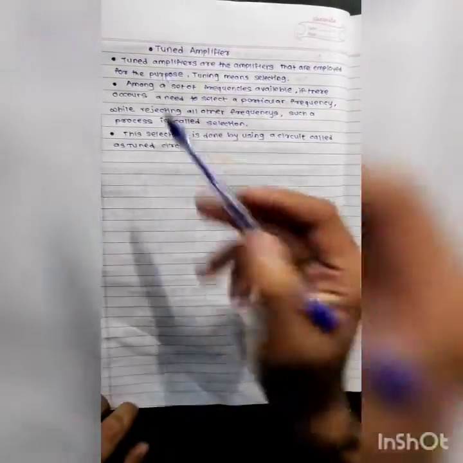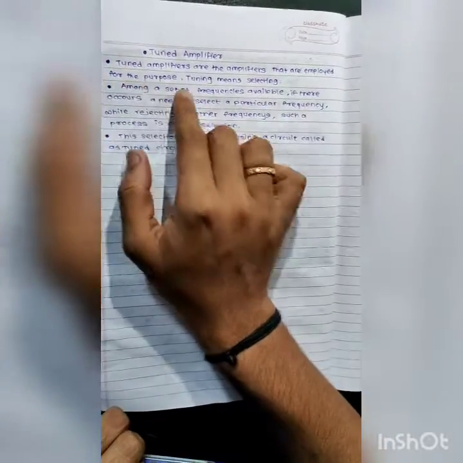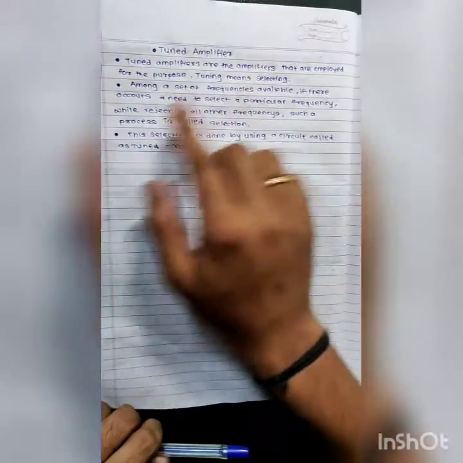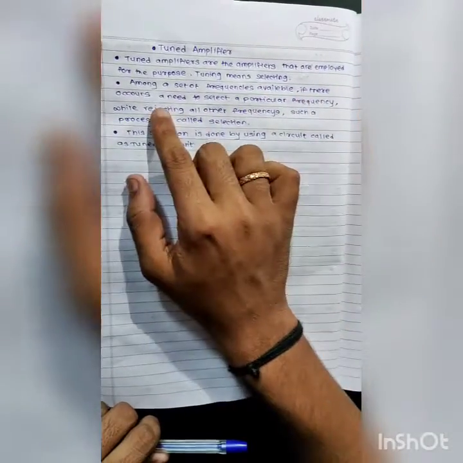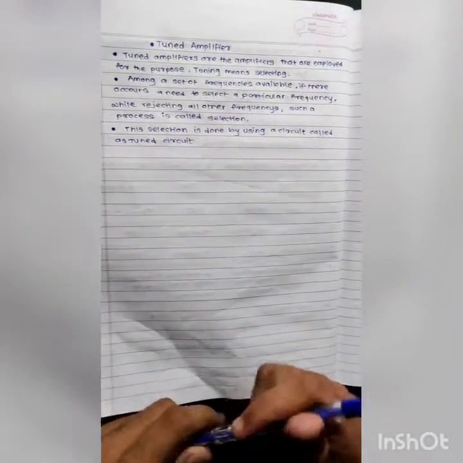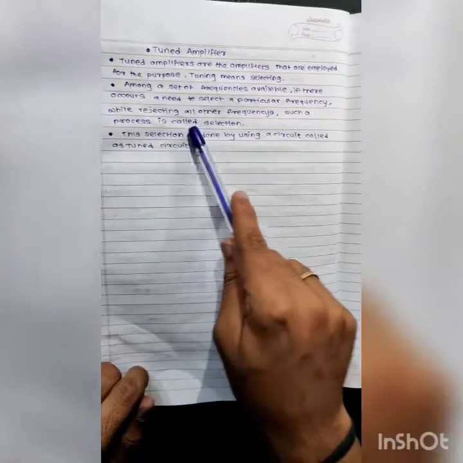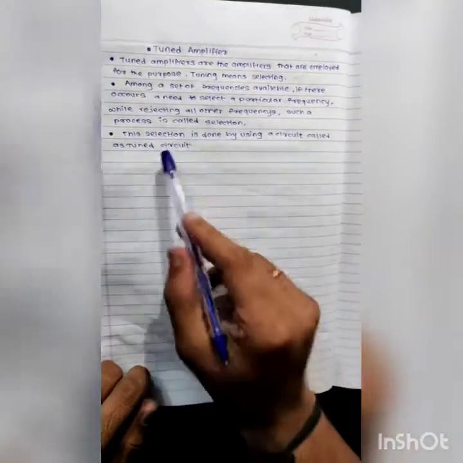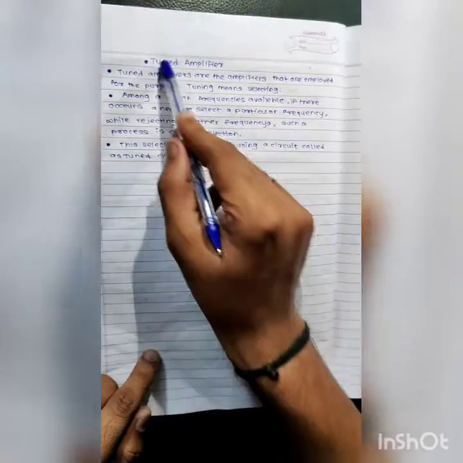So, what is meant by a tuned amplifier? Tuned amplifiers are amplifiers employed for the purpose of tuning, meaning selecting among a set of available frequencies when there is a need to select a particular frequency while rejecting all other frequencies. Such a process is called selection. This selection is done by using a circuit called a tuned amplifier.